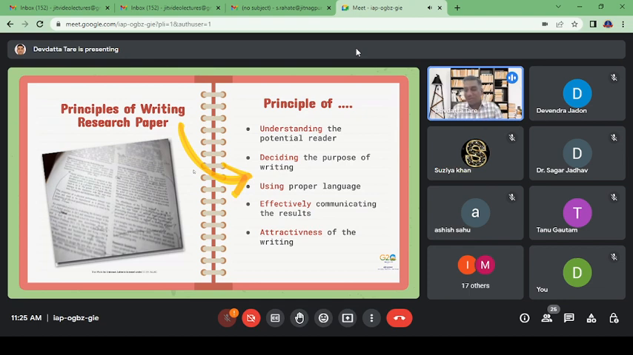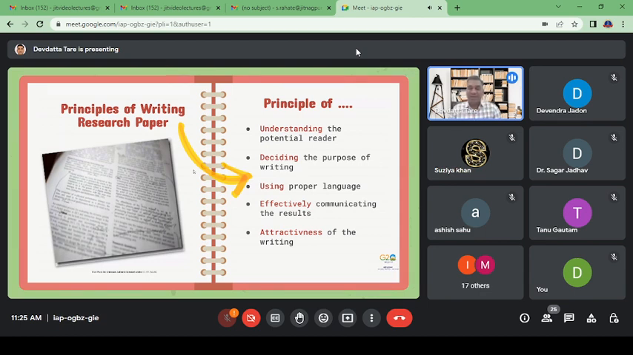Then the next point is effectively communicating the results. The main focus is about communicating the results. Now, what does communicating the results mean? Results should be the highlight of the research paper. Now, effectively communicating: if you have found a result which was not as per your expectation, but yes, it is supported by data and it is true, then you should put it in a way that the readers' focus is attracted towards it.